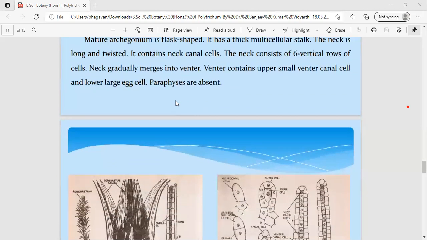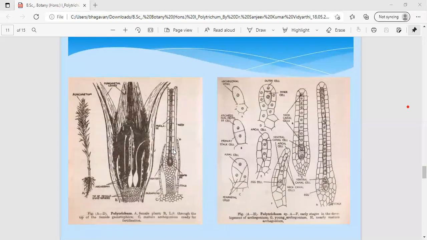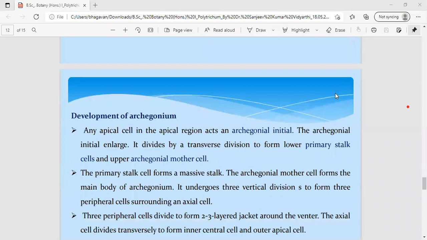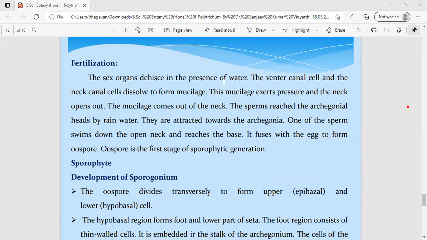The neck canal cells are around 6 in number, arranged vertically in a row. The long neck also has cover cells at the top. So the long neck, or the neck canal cells, is a conspicuous structure in Polytrichum. Now, up to fertilization we have finished.